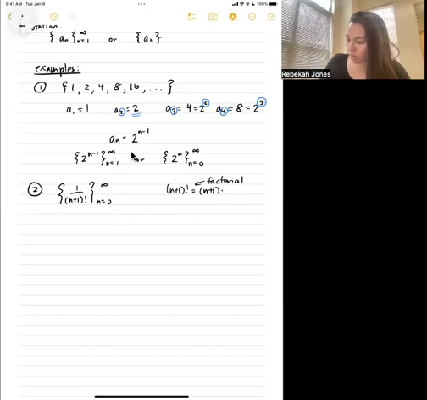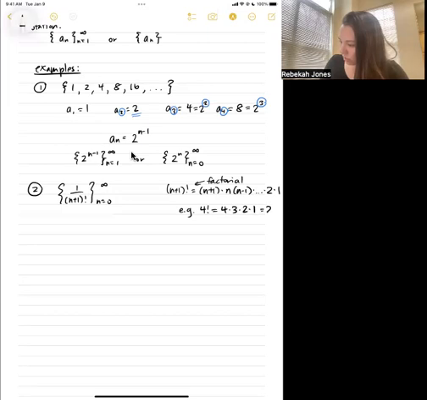So the next smallest integer would be n, and then n minus 1, and we keep going all the way down until we hit 2, and then 1, and then we stop. And we multiply all of those numbers together. So for example, 4 factorial is 4 times 3 times 2 times 1, so that's 24. Another one to be aware of is that 0 factorial is equal to 1, and this is just by convention.